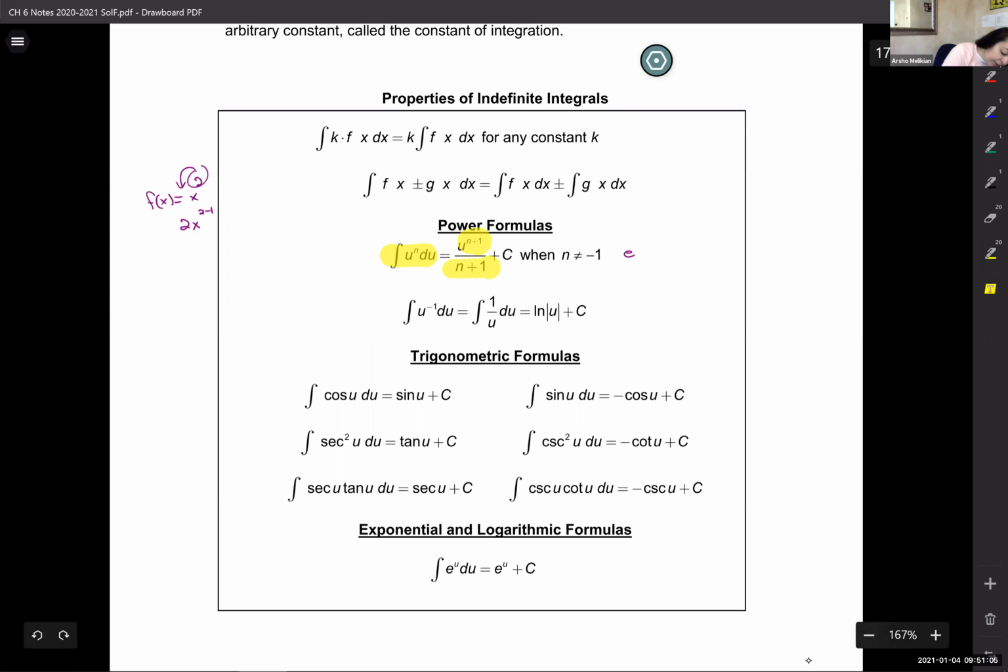So for example, integral x to the 8 dx. What do we do? Add 1 to the exponent, get a 9, divide by the new exponent plus c. When you take a derivative and go backwards, do you get x to the 8? You do, because 9 comes down, 9x to the 8, but then you had to have divided by 9 to get rid of it.